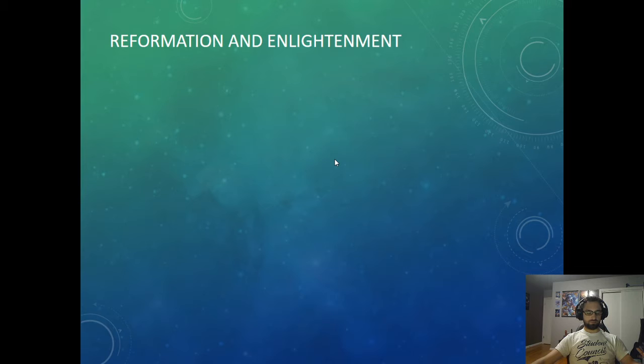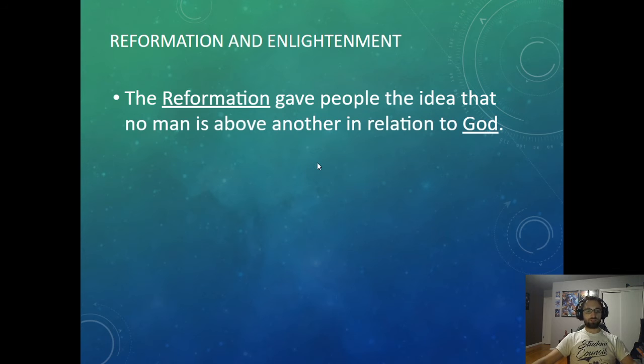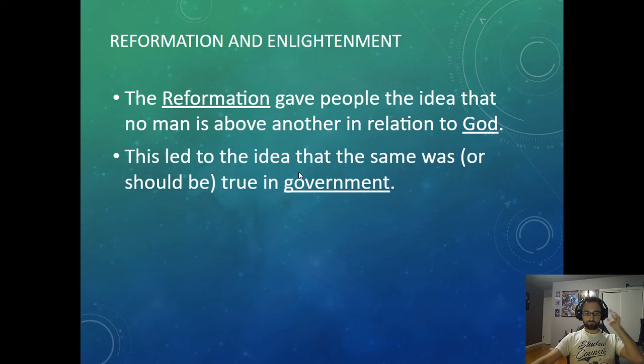So this period of time, these things are called the Reformation and the Enlightenment. Okay. The Reformation gave people the idea that no man is above another in relation to God. And I'm going to direct your attention to the underlined words again. These are the words that I want you to copy down into your notes. This led to the idea that the same was or should be true for government, right? That no man is above another in relation to government or God. Okay.